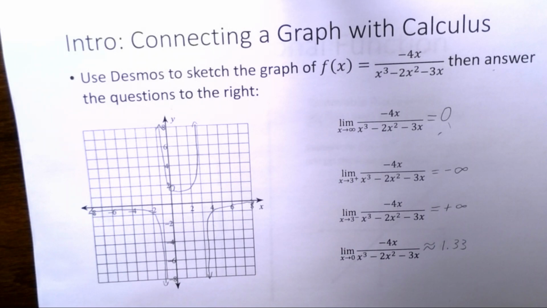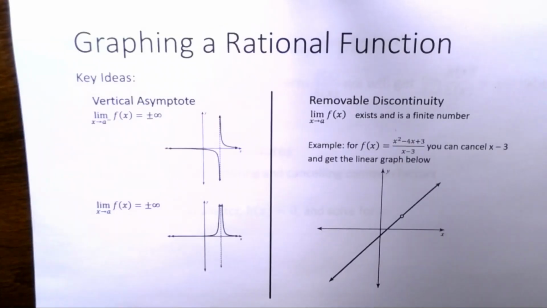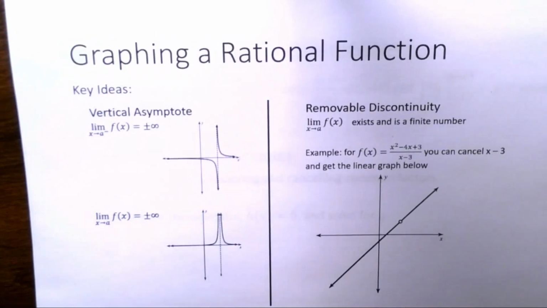So now let's talk about some of the terminology in this graph. For rational functions, we come across two key terms that affect the graphs at particular x values. One of these is what's called a vertical asymptote. In a vertical asymptote, one or both sides of the graph go to infinity at a point.